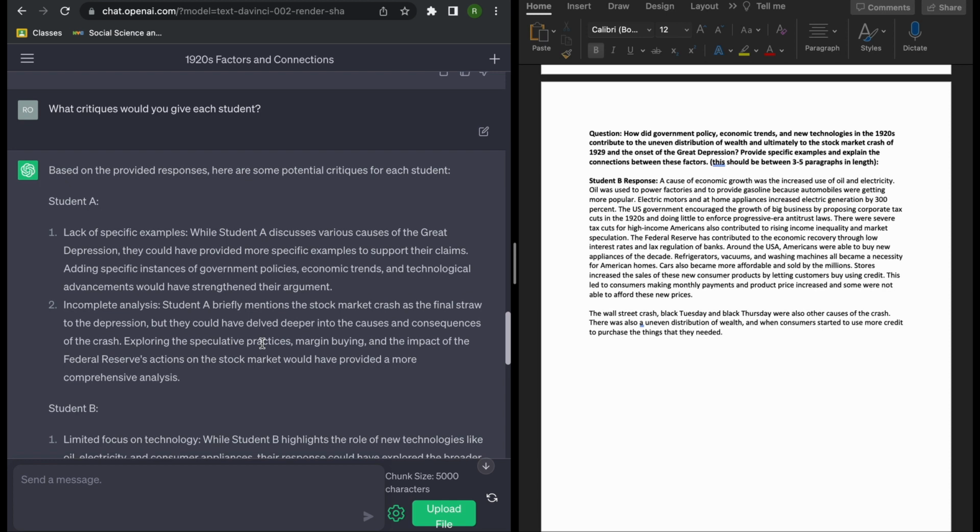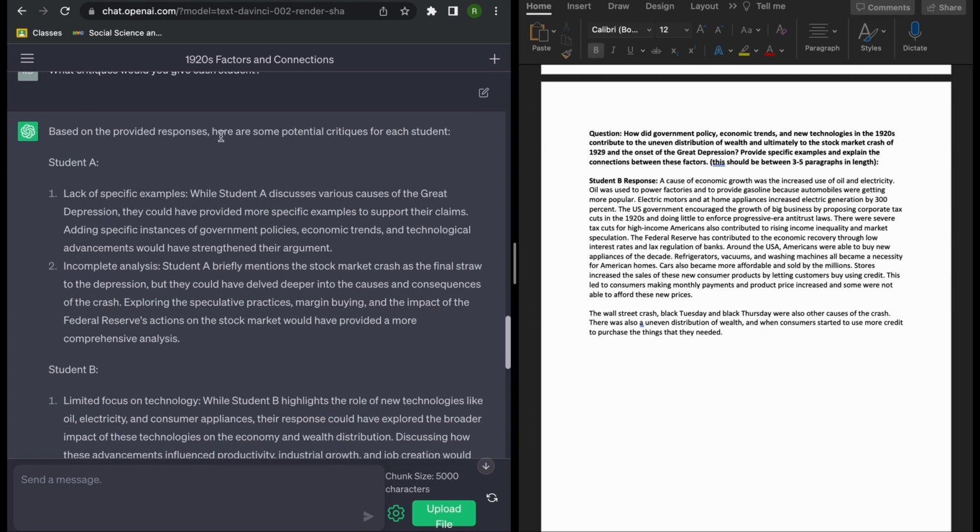So immediately, my first response was, what critiques would you give each student? And right away, this is what it did. So it provided the responses, some potential critiques. All right, so lack of specific examples. They do discuss various causes of the Great Depression. They could have provided more specific examples to support their claims. Specific instances of government policies, economic trends, and technological advancements would have strengthened their arguments.